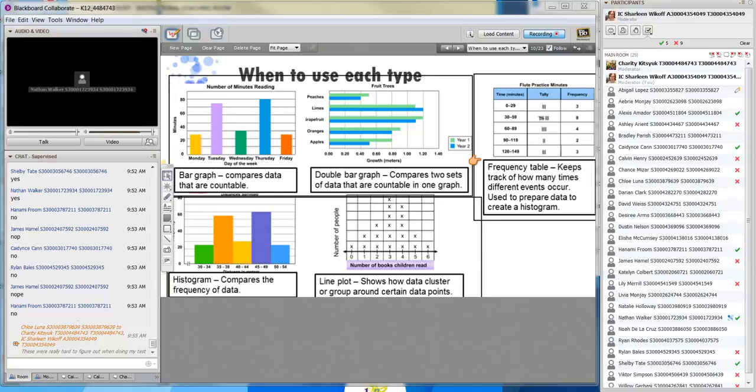Frequency data keeps track of how many times different events occur. Used to prepare data to create histogram by histogram.